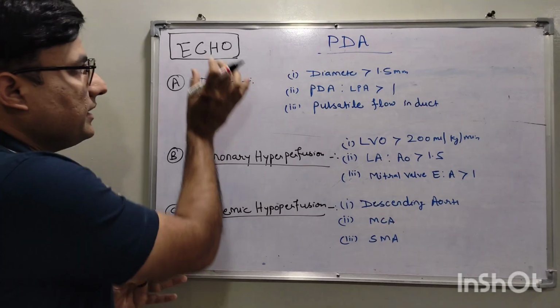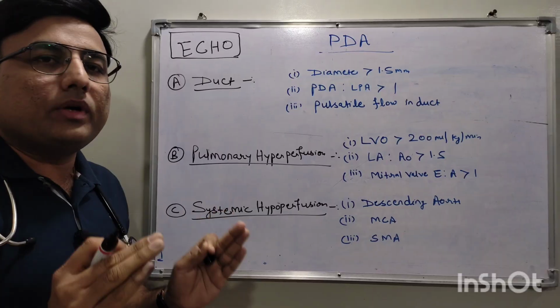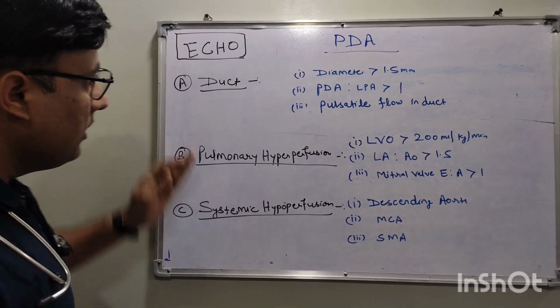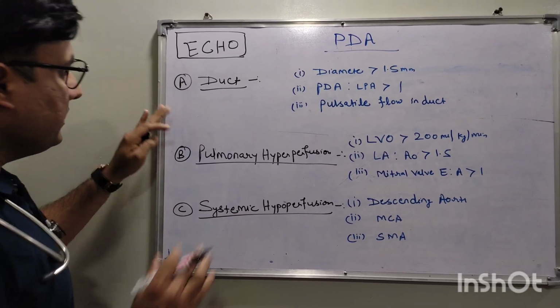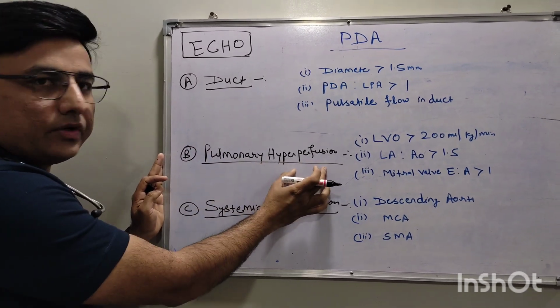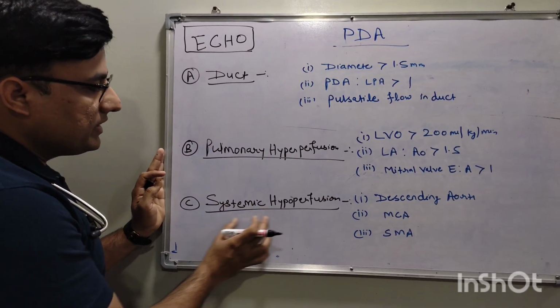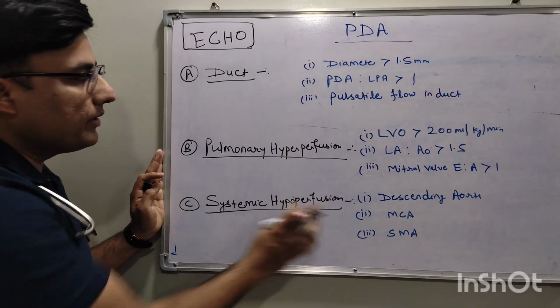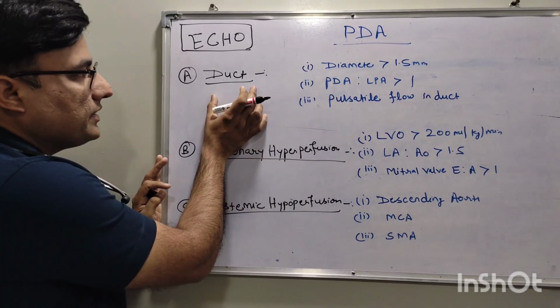Now we'll see what are the echocardiographic features of hemodynamically significant PDA. In this we'll divide into three categories. First, features of the duct itself. Second, features of pulmonary hyperperfusion. Third, features of systemic hypoperfusion in echocardiography. So first, features of the duct.